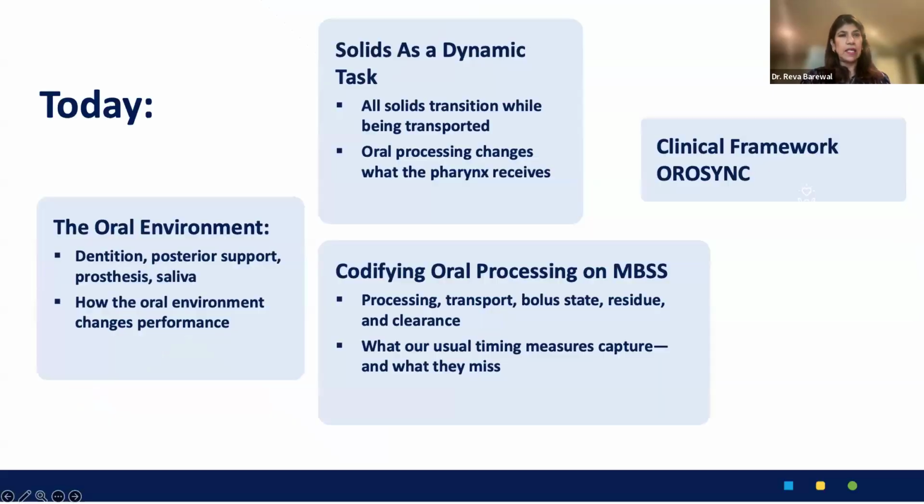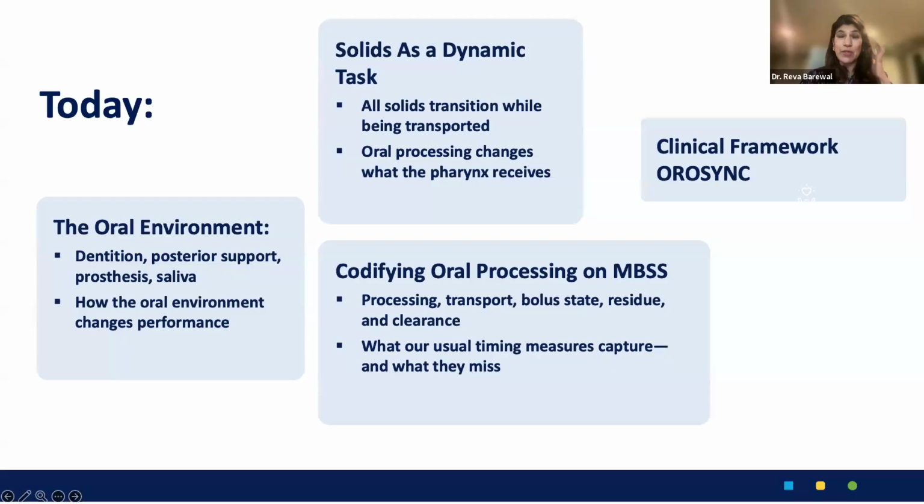I've decided to organize the talk in 4 parts. First, we're going to look at the oral environment itself, like the dentition, the posterior support, prostheses, the dentures that you see pretty much every day, and saliva. And we're going to talk about why the same food is not necessarily the same task in the mouth.